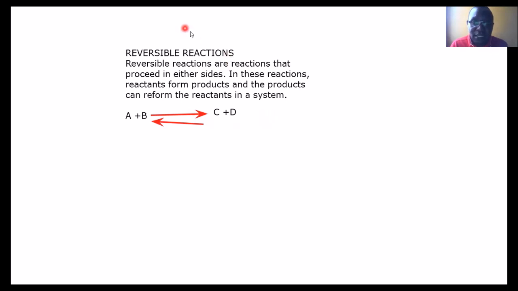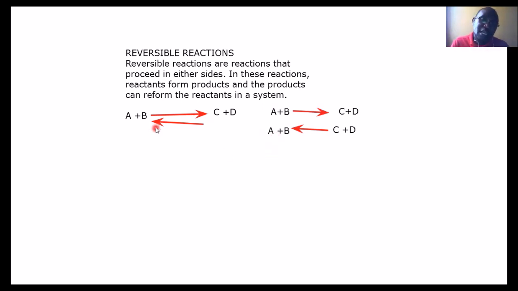How? Look at this. It's now the forward reaction. Then we now have another chemical reaction whereby now CD reacting to give us AB. So that is the scenario. And that is why I'm saying in this case, in reversible reactions, we have two reactions in one. These two chemical reactions take place simultaneously in opposite directions.